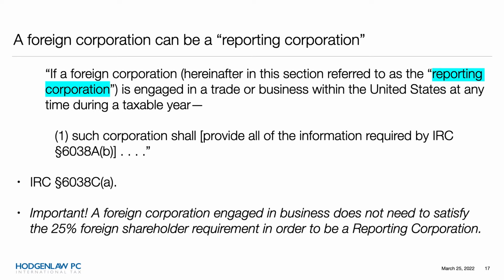And note here that the definition, you go straight to reporting corporation status if you're engaged in business, and you don't even have to think about ownership. So you could have a foreign corporation that is 99% domestically owned, 1% foreign owned, or indeed 100% domestically owned, and you can still have a reporting corporation in existence. So watch out for that.